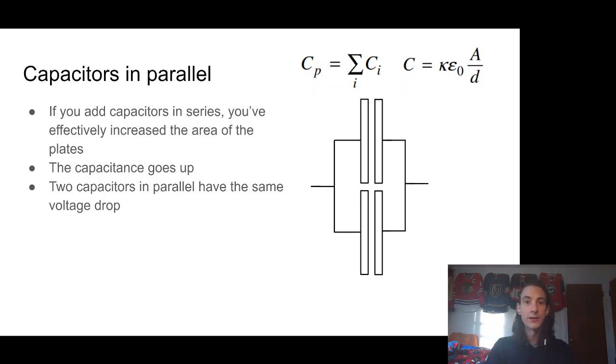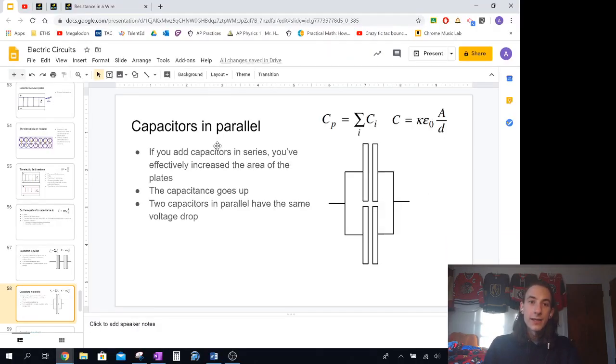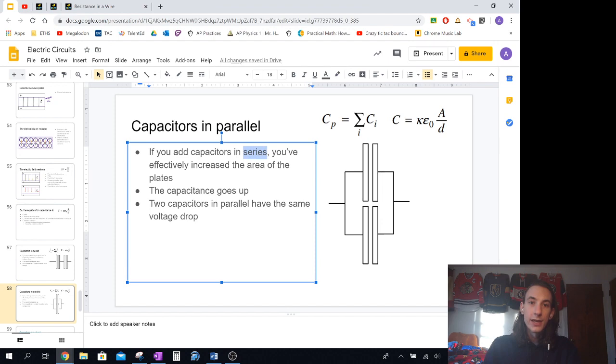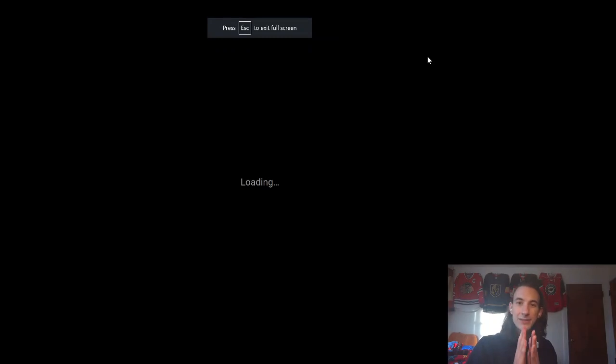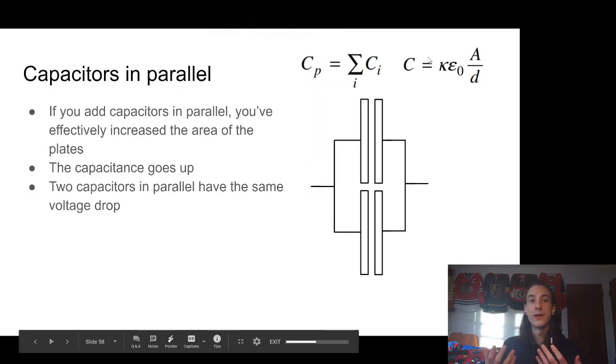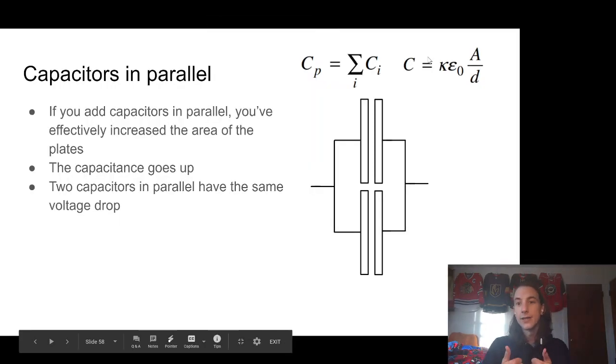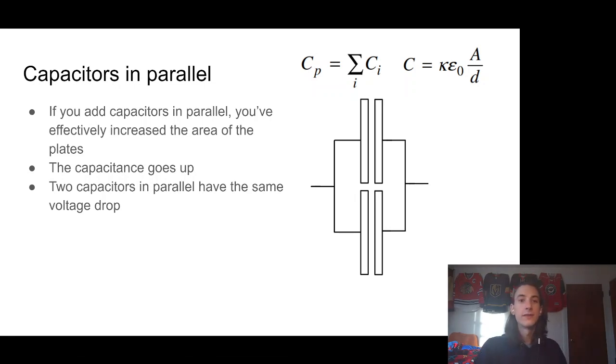If we're adding capacitors in parallel, what we're doing is effectively increasing the area of our plates. If we combine these two, now we have plates with larger areas. And the area is directly related to the capacitance. So if our area goes up, our capacitance goes up. Our ability to store charge has increased.